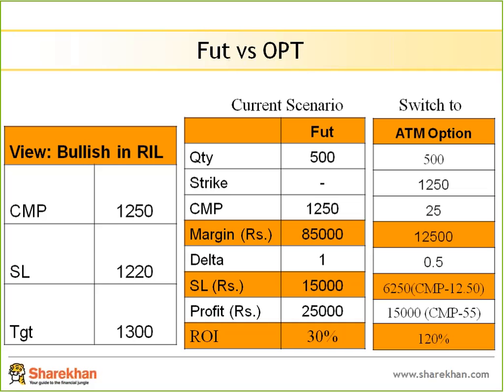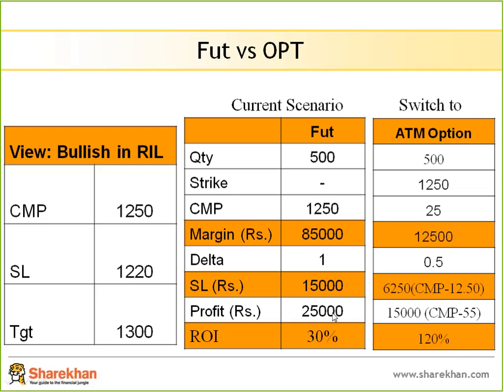But suppose you have a target of 1300 for Reliance Industries, and you trade with a stop loss of 1220. Then options can help you trade with much less margin. The margin required if you buy an at-the-money 1250 option, which was trading at 25, was only 12,500 rupees blocked, versus the futures side. If you take a position in futures, 85,000 margin would be required. But if your stop loss were triggered, your loss would have been 15,000 over here. In the same way, the option would have reduced from 25 rupees to 12.5 rupees, and your loss would also be less, at 6,250.